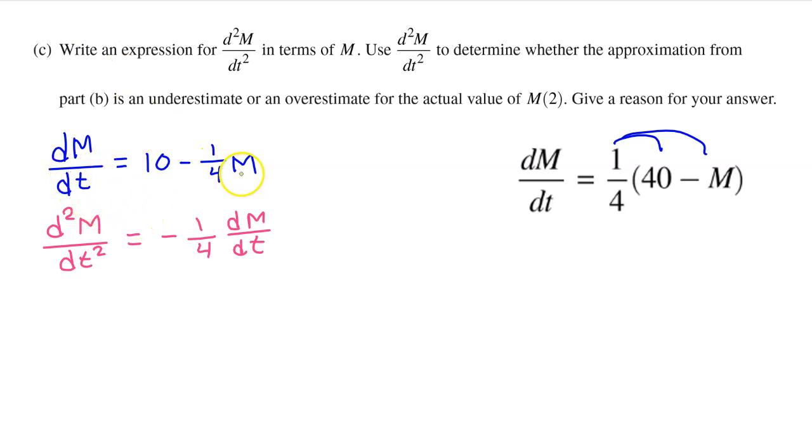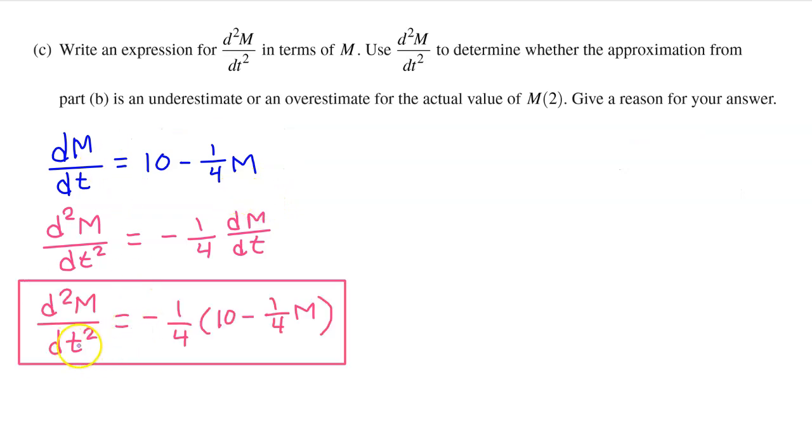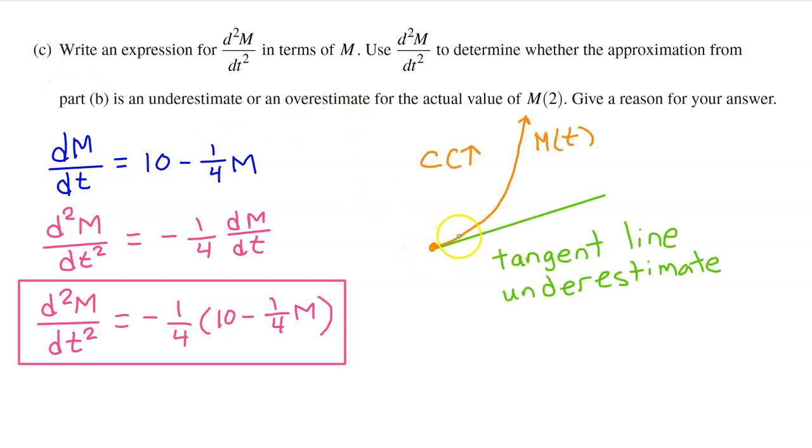Taking the derivative of both sides with respect to t, we get the second derivative equals negative 1/4 dm/dt. We can't leave the answer like this, but we know that dm/dt is equal to 10 minus 1/4 m. So we can just take this expression and substitute it in right here. This is our expression for the second derivative in terms of m. Now we need to somehow use this second derivative to determine whether the approximation from Part B is an underestimate or an overestimate. It's all about concavity.